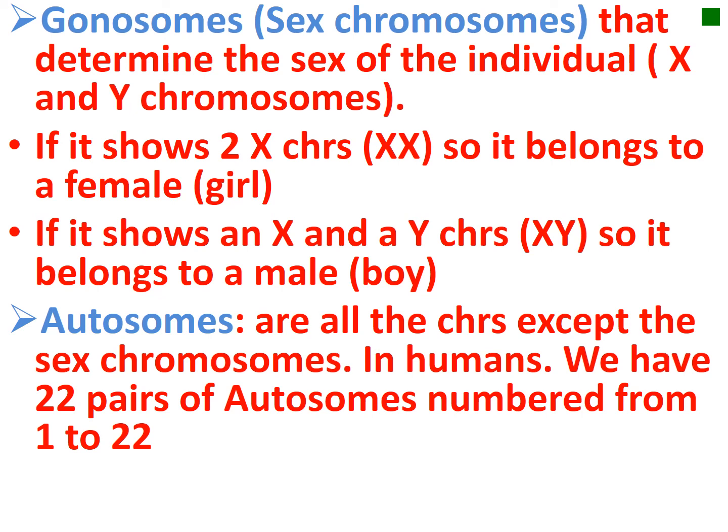Autosomes are all the chromosomes except the sex chromosomes. In humans, we have 22 pairs of autosomes. They are numbered from 1 to 22.